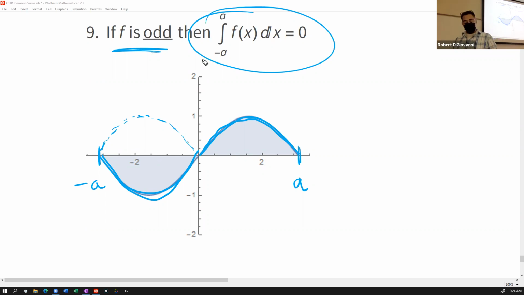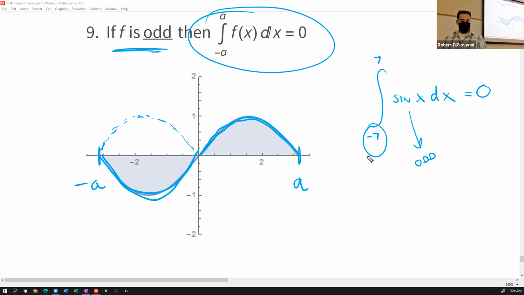So as a quick example of this, the sine function is odd, right? That's the sine function. If I do the integral from negative 7 to 7 of sine x dx, my answer is what? 0. I don't have to do any work. All I have to do is say, oh, well, I know this is odd, and that's negative a, and that is a. And so I know my answer is 0.